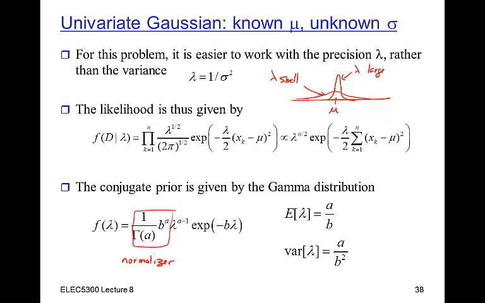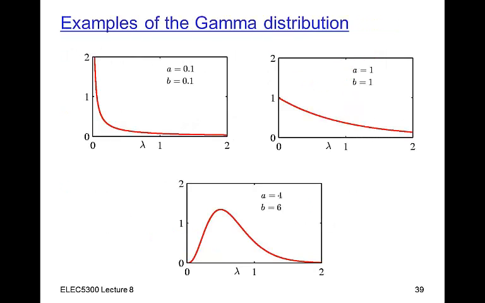The expected value of lambda is just given by a divided by b, and the variance by a divided by b squared. And this is the form of different gamma distributions for different parameters a and b. This one here, when a is equal to 1 and b is equal to 1, is exactly the same as the exponential distribution. And this one here, when a and b are large, you can see it's forming something that looks a little bit like a hill.